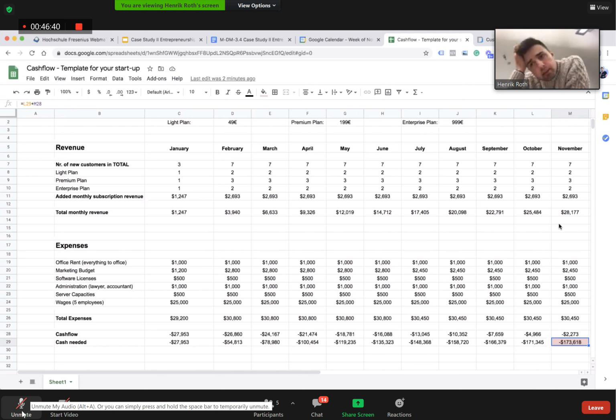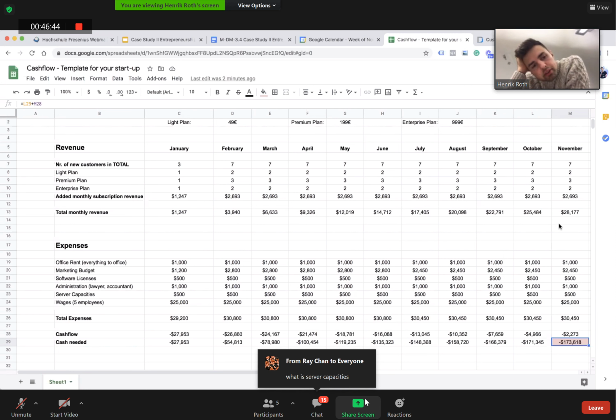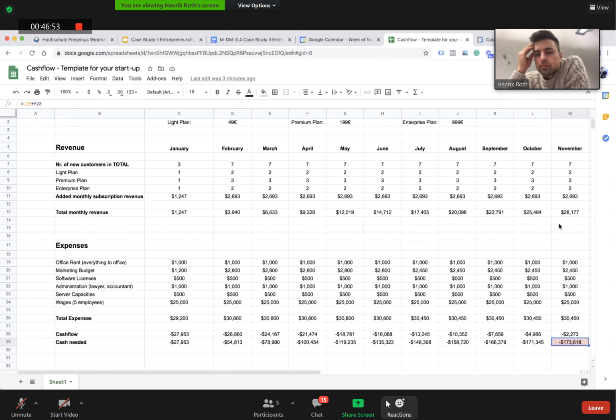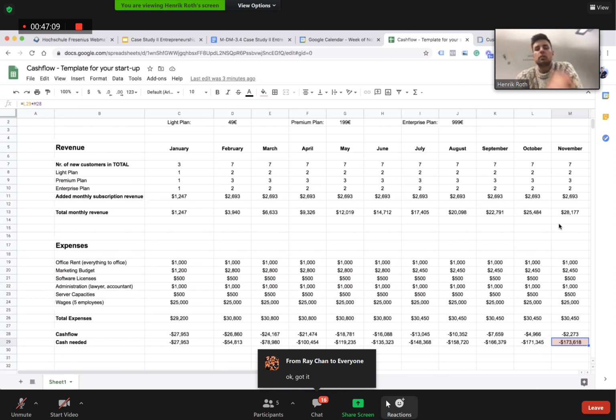Okay, so to sum it up, those business plans, server capacities. If you are working in the cloud or if you have a software, you need to pay for servers where you host your software, like Zoom. Now we are on Zoom. It's a lot of data, and Zoom has to pay for it. So that's why they have a lot of server capacity cost.